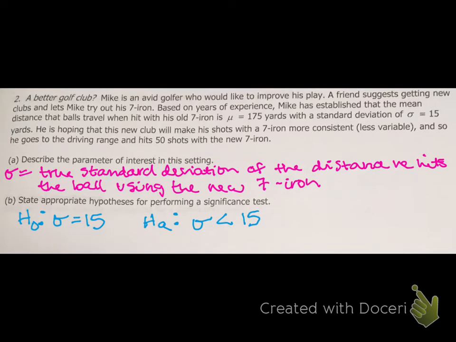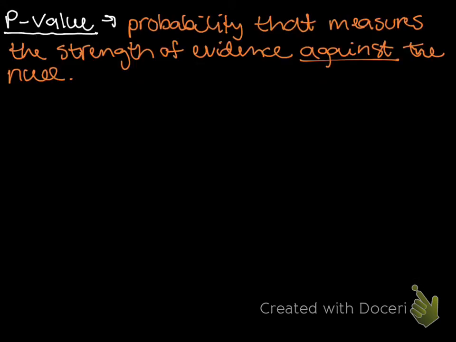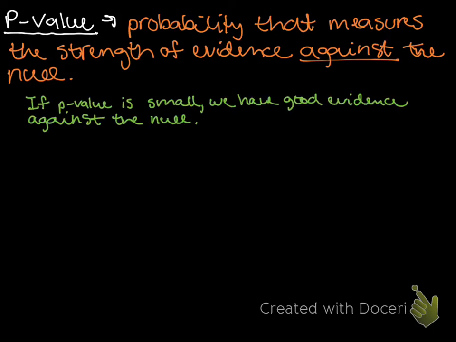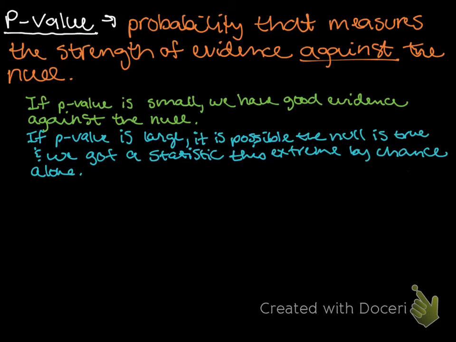All right, when performing the significance test, we state the hypotheses. Then, along the way, we calculate our p-values. So what's a p-value? A p-value is the probability that measures the strength of evidence against the null, in favor of the alternative. If the p-value is small, we have good evidence against the null. If the p-value is large, it is possible the null is true, and we got a statistic this extreme by chance alone.